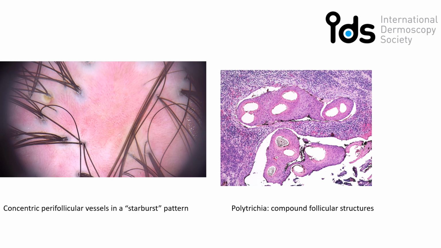If you look at more pictures of folliculitis decalvans here with interface solution, we eliminate the scales and we see these concentric perifollicular vessels in a starburst pattern. This polytrichia corresponds to compound follicular structures on pathology.